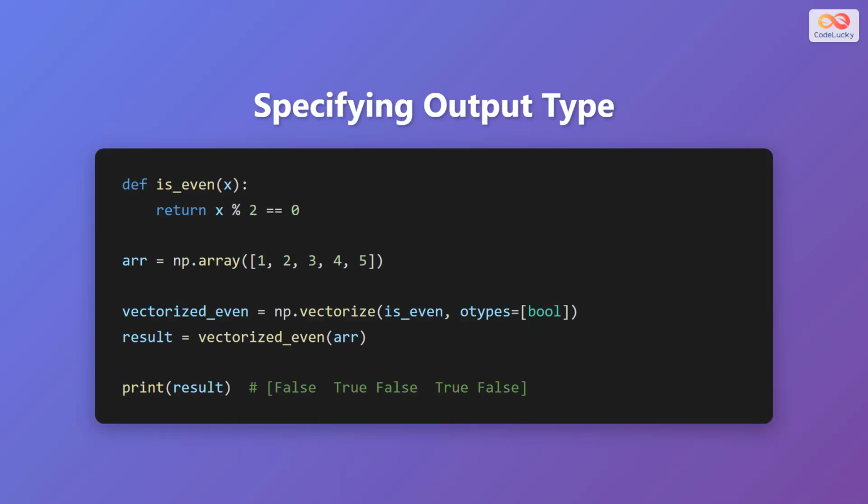You can specify the output type using the otypes parameter. In this example, we define a function called isEven that checks if a number is even by using the modulo operator. We create an array with values 1 through 5. When vectorizing the function, we pass otypes equals a list containing bool to specify that the output should be Boolean. The result is an array of Boolean values, false, true, false, true, false, corresponding to whether each number is even.